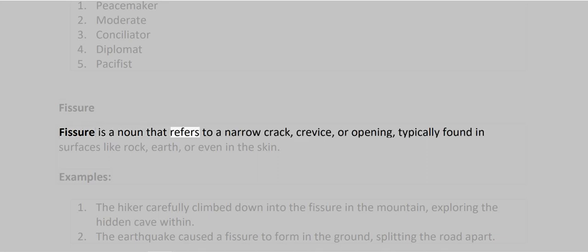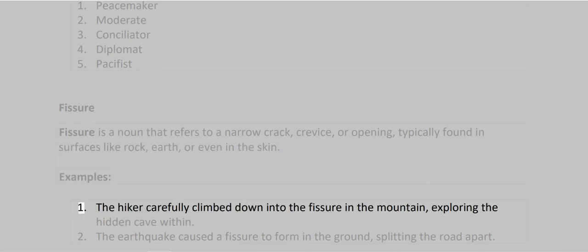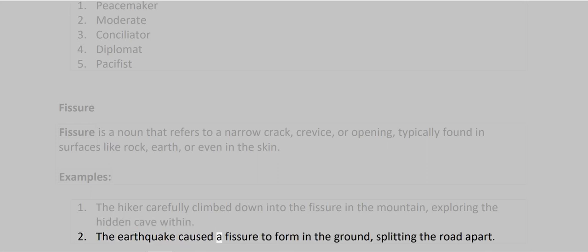Fissure is a noun that refers to a narrow crack, crevice, or opening, typically found in surfaces like rock, earth, or even in the skin. Examples. 1. The hiker carefully climbed down into the fissure in the mountain, exploring the hidden cave within. 2. The earthquake caused a fissure to form in the ground, splitting the road apart.